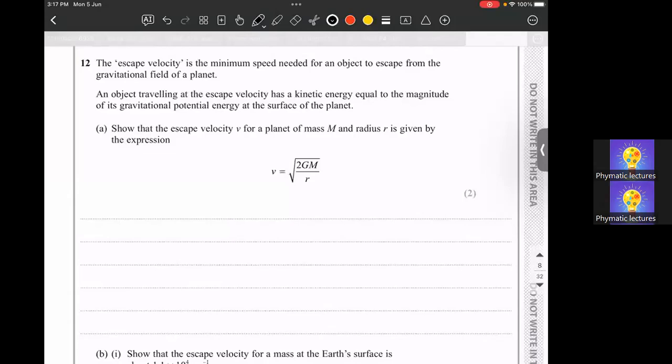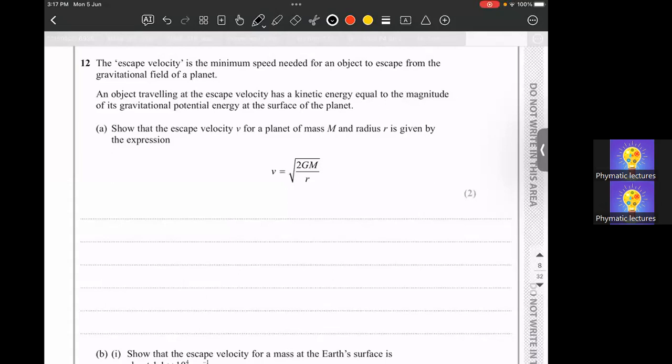Question number 12. The escape velocity is the minimum speed needed for an object to escape from the gravitational field of the planet. An object traveling at the escape velocity has kinetic energy equal to the magnitude of its gravitational potential energy at the surface of the planet. So what is the concept behind it? It is a 2-mark question. So what should we do?